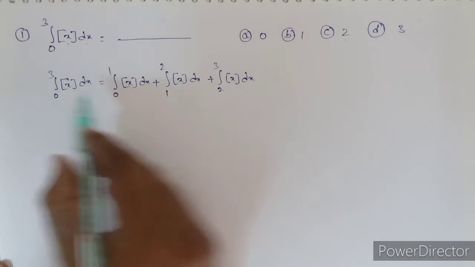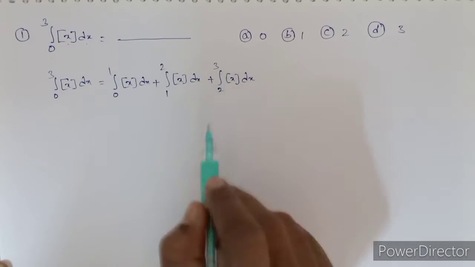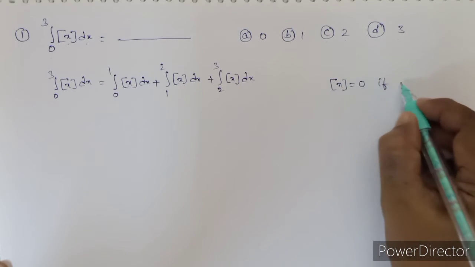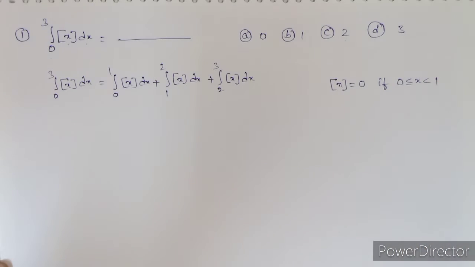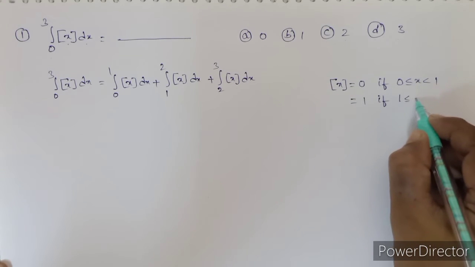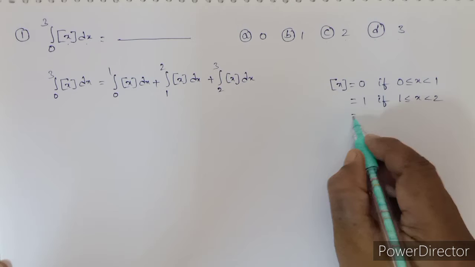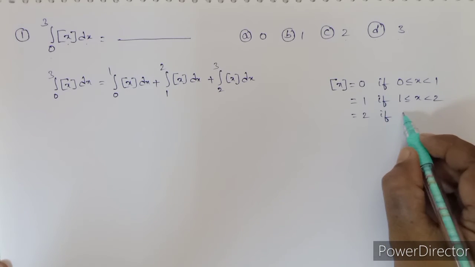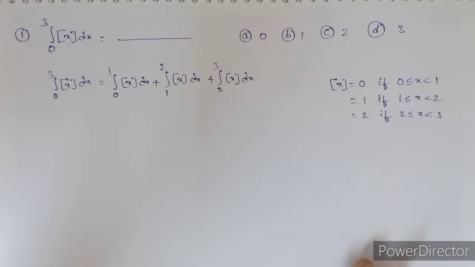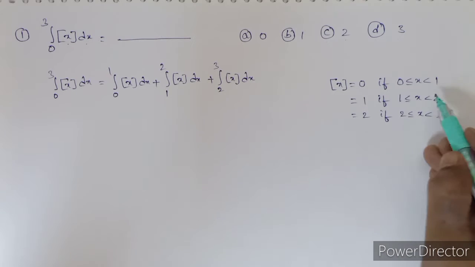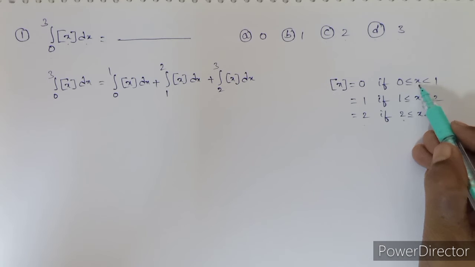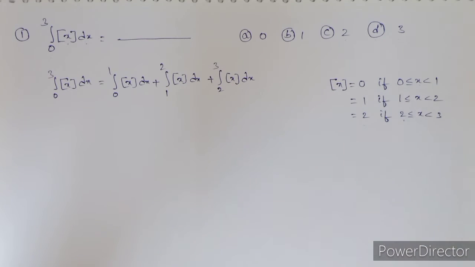So 0 to 3 we have taken as 0 to 1 plus 1 to 2 plus 2 to 3. Step x is equal to 0 when x lies in between 0 and 1. Step x is equal to 1 if x lies in between 1 and 2. And step x is equal to 2 if x lies in between 2 and 3. Based on this definition, which we discussed just now, step of 1.5 means step 1, step of 2.3 is 2, step of 0.7 is 0. Some examples we have seen in the definition.